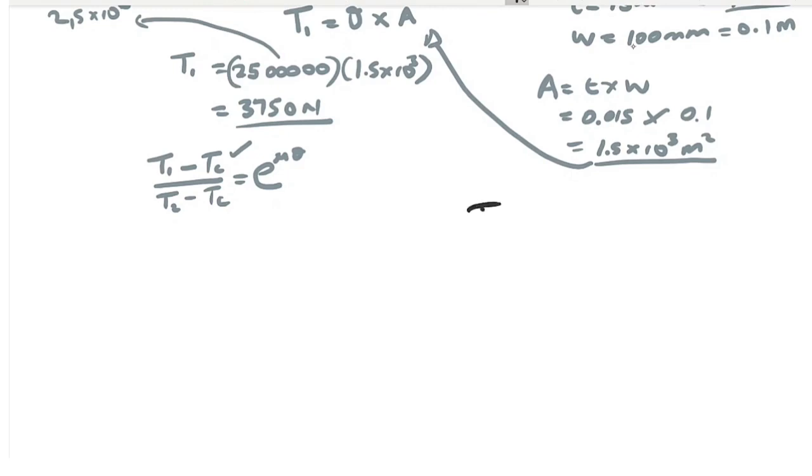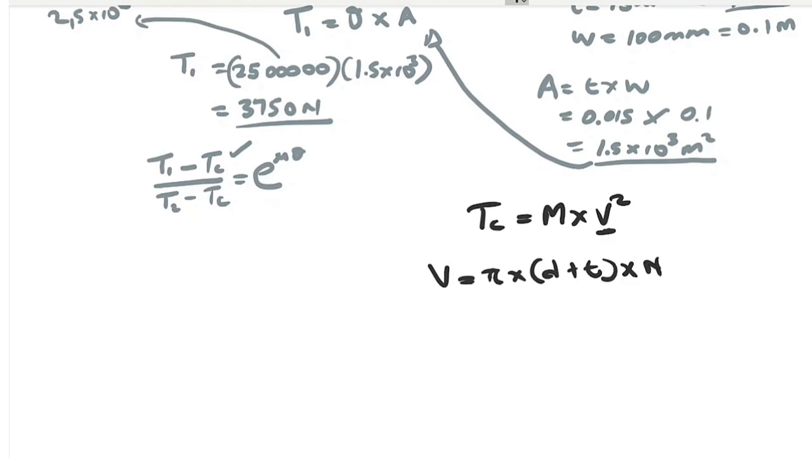So here we have to find the centrifugal tension. Here we say centrifugal tension is equal to mass times velocity squared. So let us find the velocity first. The velocity here is pi times d, the diameter, plus the thickness, times the rotational speed. It is like this. Then you substitute here. The diameter is 0.45 plus the thickness 0.015.